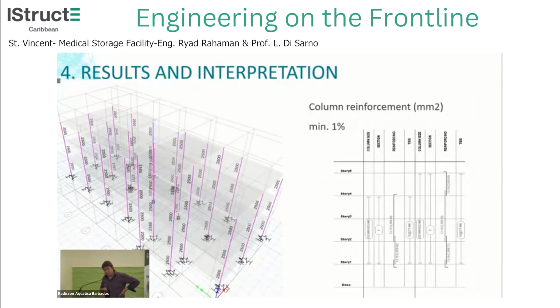Columns are just minimum reinforcement. 2,500 millimeters squared. I think it's, what do we have there, Luigi? 12 or 16 T18s there. But it's minimum.